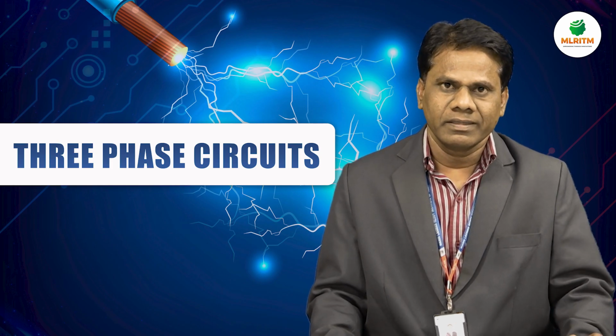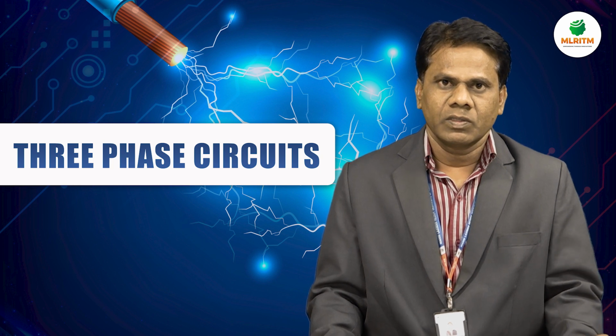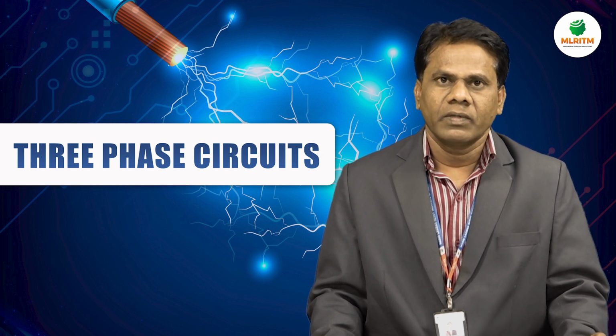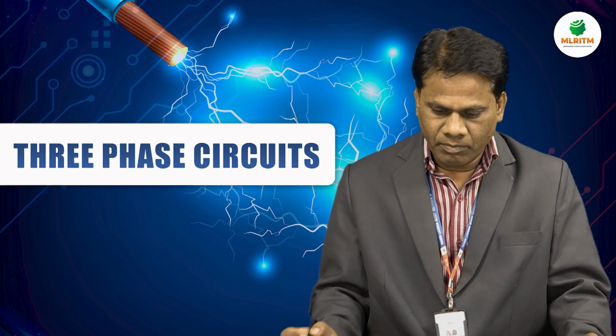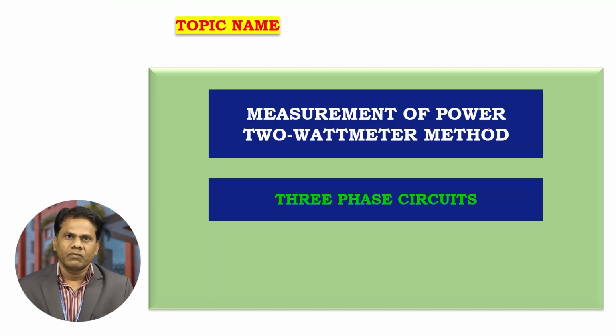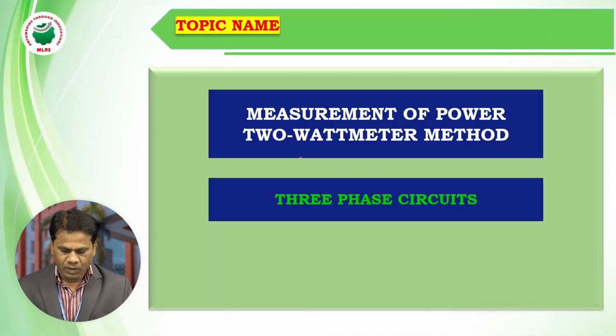Today, in this lecture series, I'm going to discuss network analysis. The particular topic today is measurement of active power, by using the two wattmeter method. This is one of the methods to measure the active power in three-phase circuits. So this is our topic today. I am going to discuss what the two wattmeter method is, and how active power is measured by using the two wattmeter method.